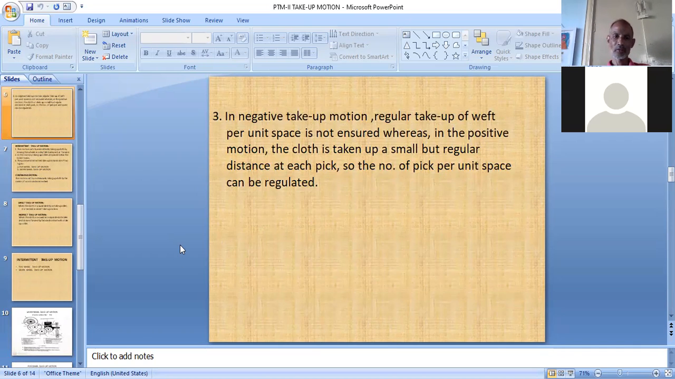The last advantage of positive take-up motion is, in negative take-up motion, regular take-up of weft per unit space is not ensured, जो कि हमने पहले just अभी discuss किया. In the positive motion, the cloth is taken up a small but regular distance at each pick. So the number of picks per unit space can be regulated, can be controlled. And that is the main advantage of this positive take-up motion. कि हम जो number of picks per unit space हैं, जो हम what is desired by us, that can be obtained on the loom itself with the help of positive take-up motion.